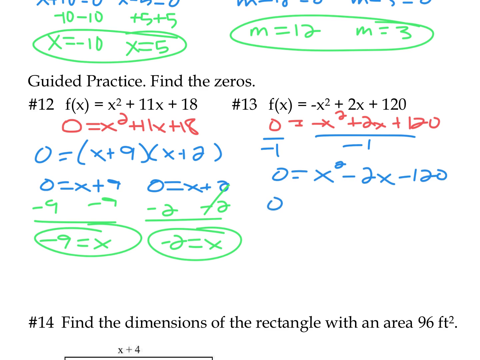So now I can factor this. And I want numbers that multiply to give me negative 120. So it means I'm going to have a positive and a negative. And they have to add to negative 2. So it's going to be a positive 10 and a negative 12.